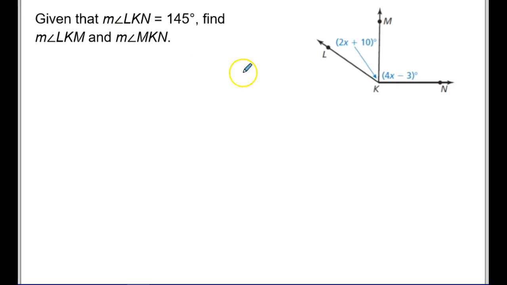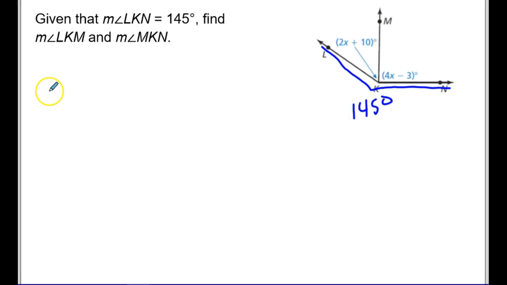So here's an example. Given that the measure of angle LKN is 145 degrees, find the measure of LKM and the measure of MKN. Here we need to be very careful because often you're asked for the measure of the angle or the segment length, and not just to find x. So now let's label what we know. I know that LKN is 145 degrees. I see that this is made up of two different pieces that I'm not sure of, but I can get there.